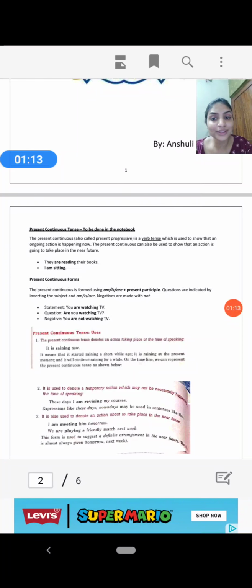So students, what they are saying here is that present continuous or present progressive tense is a verb tense which is used to show that the action is happening right now, at the time of speaking. The action can also take place in the near future, which also needs to be about the present situation only.